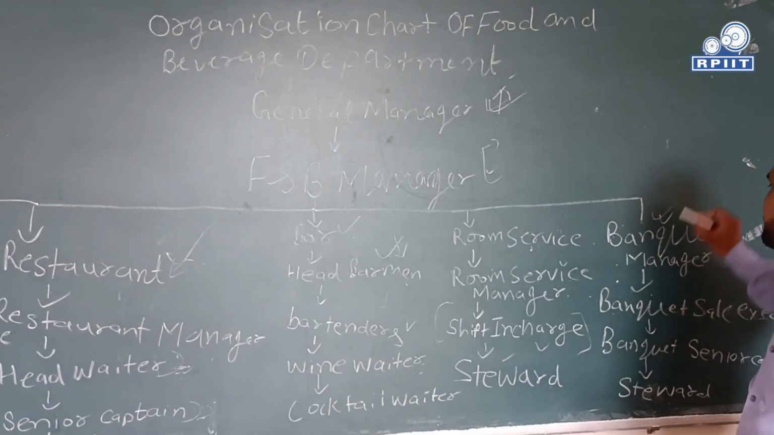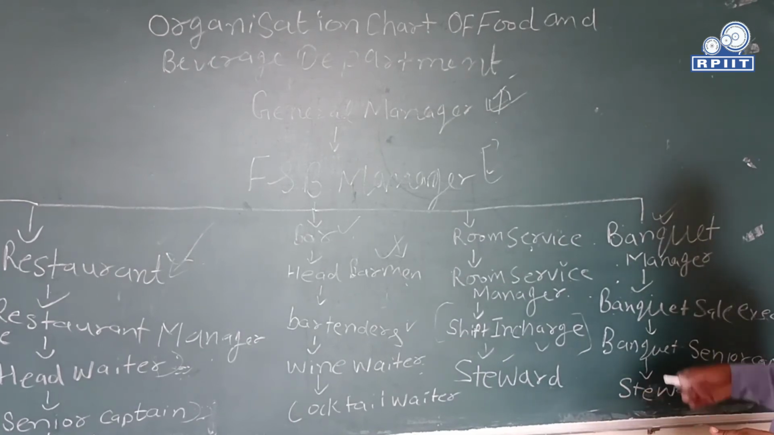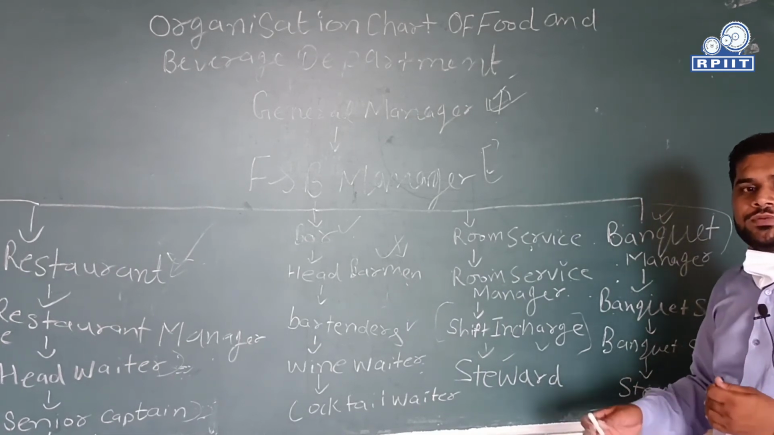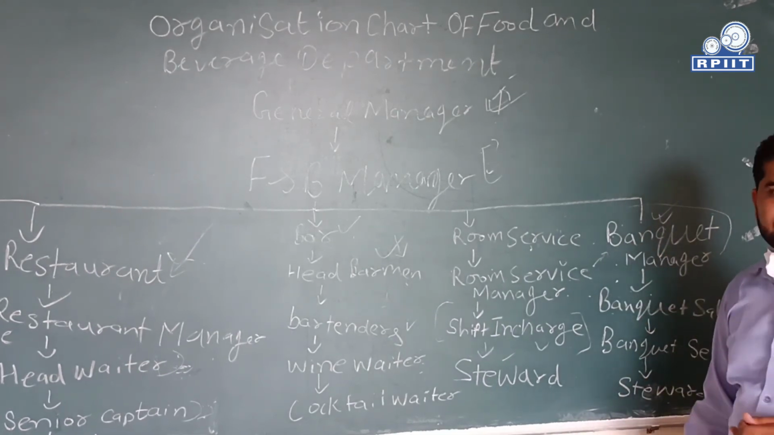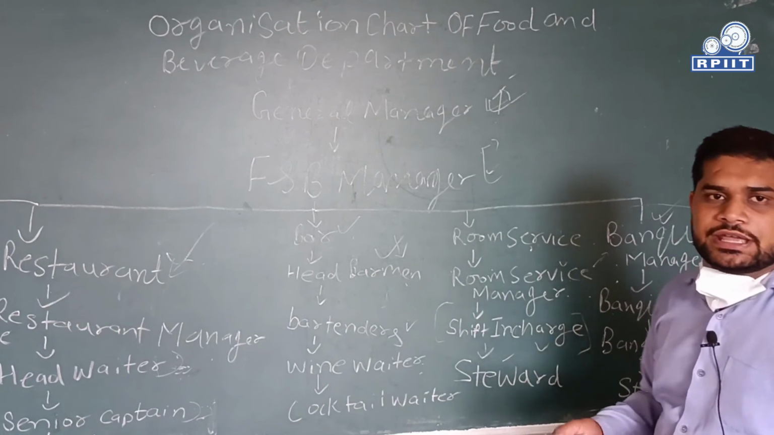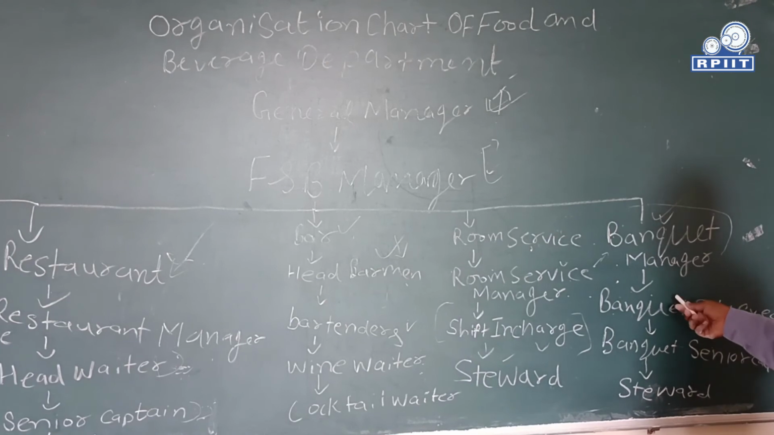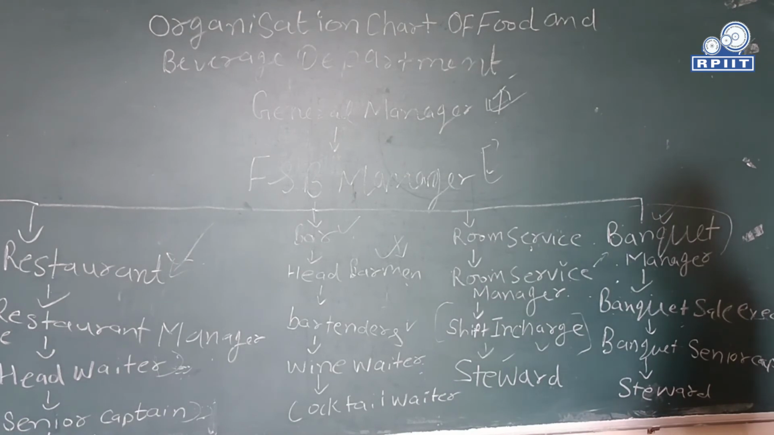And if we talk about the banquet, it is specially for marriages, functions, birthday parties and kitty parties. The banquet manager is the head of this particular department and controls all the activities. We can also see how much sales there are on a particular day, how we can increase them and how we can achieve our target. The banquet sales executive reports to the banquet manager and is responsible for increasing the sales of the hotel.